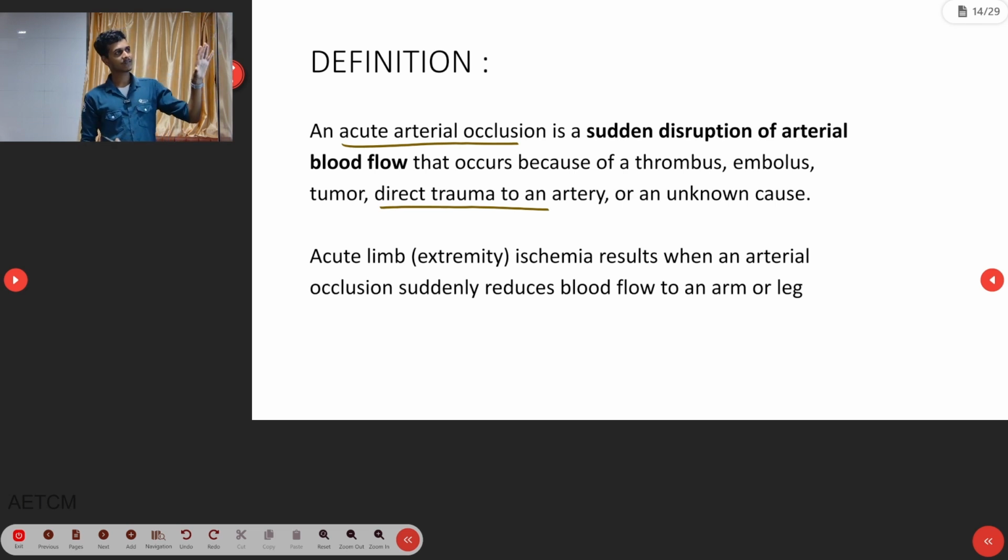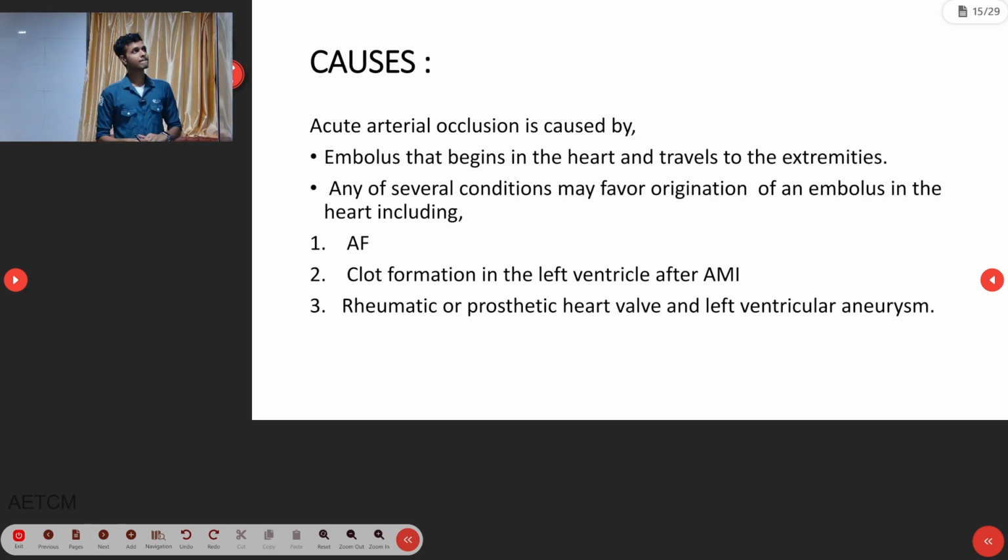Again, if the disruption of blood flow through your arteries to your limb occurs, that is acute limb ischemia. So that is the difference. The causes might be an embolus that begins in the heart and travels to the extremities, among several conditions. Here the embolus is different and the thrombus is different. Both are different. I think in one presentation we also discussed these things.